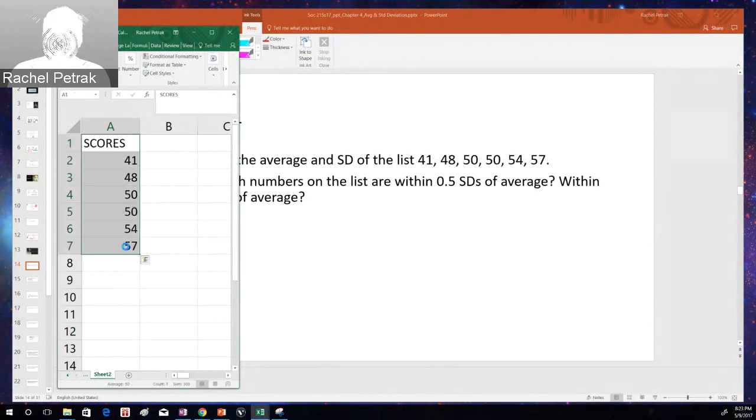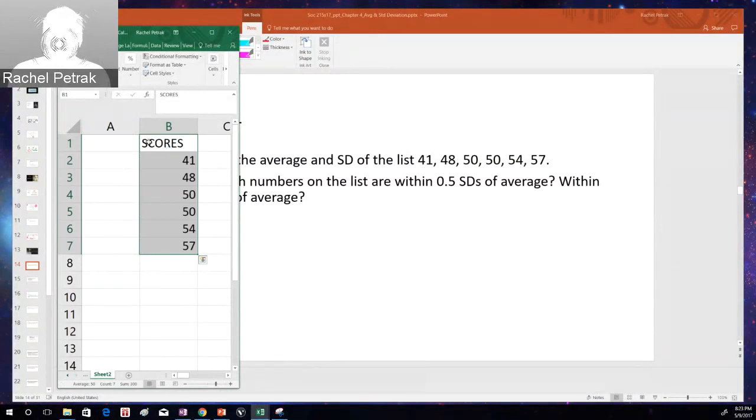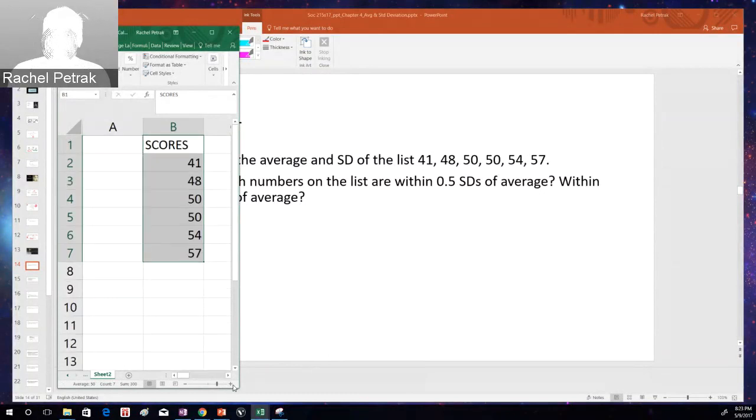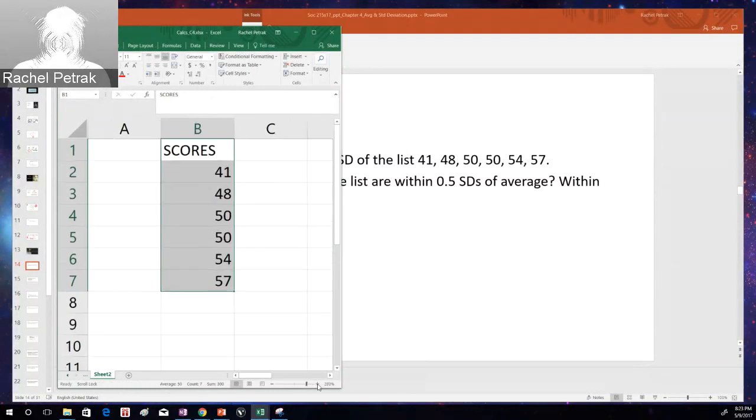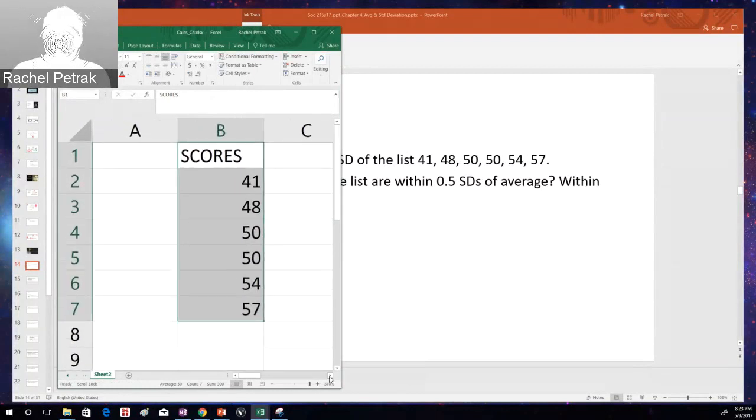Actually, I'm going to put these in the B column. There's a reason I'm putting them in the B column, so follow me here. Put your scores in the B column. Again, there's a purpose. There's a method to my madness. And then I'll give you a second to get that set up, and I'll show you how to do these calculations.